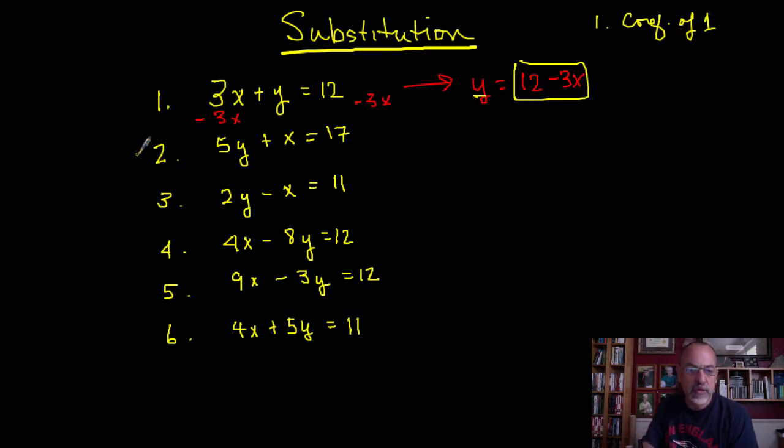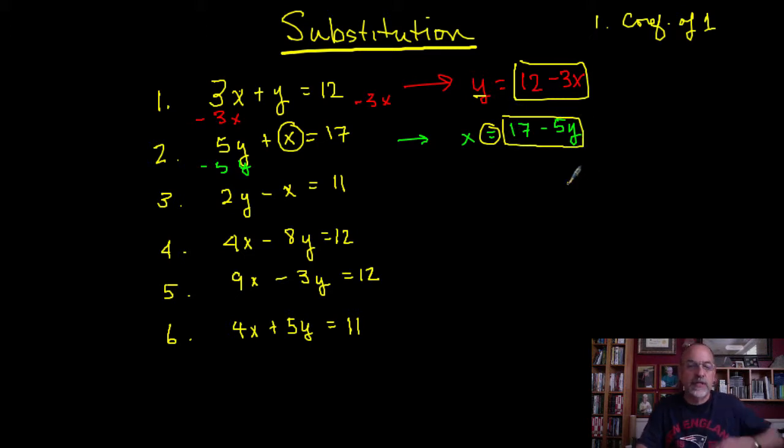If we're looking at equation number 2 here, I notice that the x has a coefficient of 1. So in this case, I'm going to solve for x. And again, by adding the opposite of this 5y to both sides, I'm going to get x equal to 17 minus 5y. And again, I have what I need. I have the letter isolated on one side of the equal sign, so I have an equivalent expression that can be substituted into the other equations for the letter x.